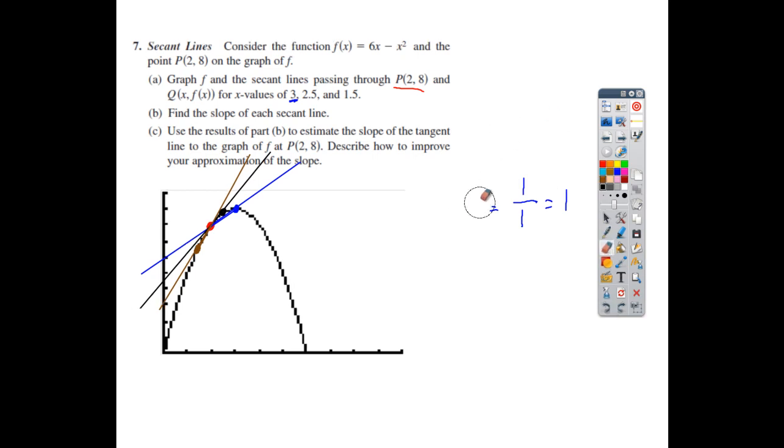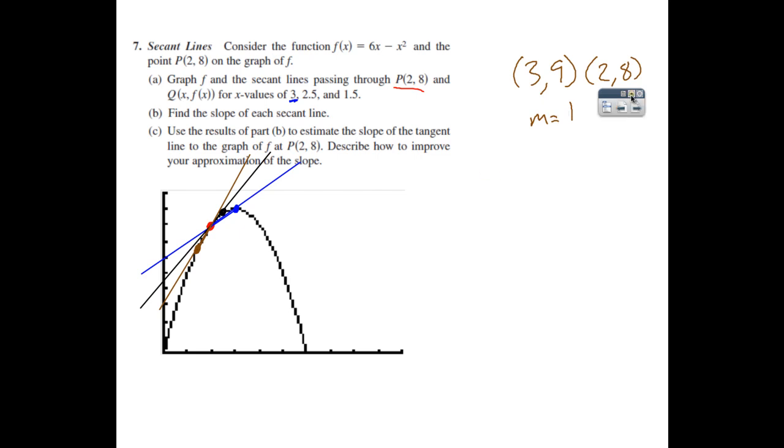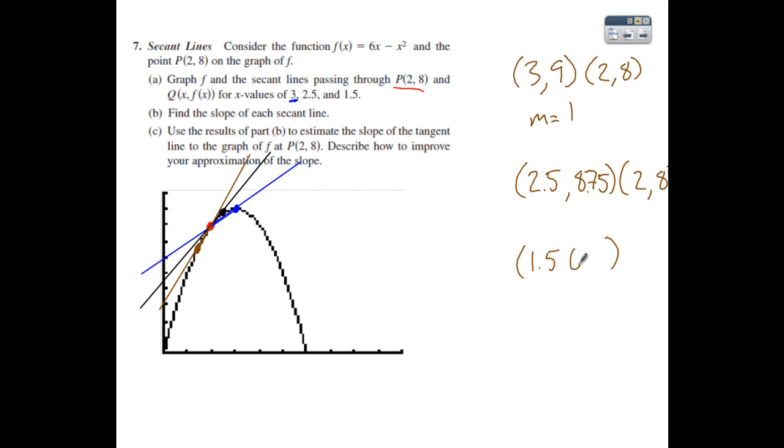Next, I'm going to go ahead and find the slope of those two. The slope between 3, 9 and 2, 8 was 1. We have the point 2.5 and then 2, 8. If I plug in 2.5, what do we get? I should have done this before I started recording, huh? What is it? 8.75. Thank you. Saved me. All right, and then we're going to do the same thing with 1.5. 6.75. And 2, 8.